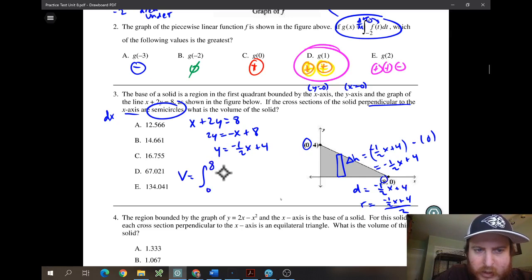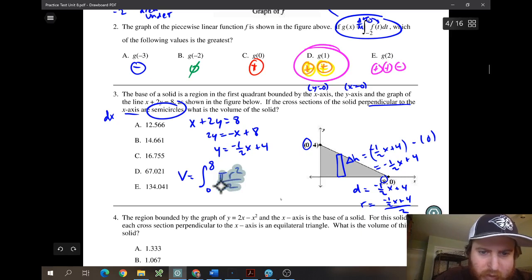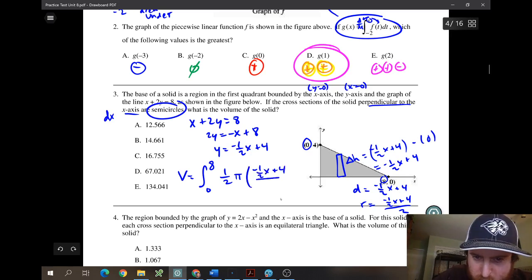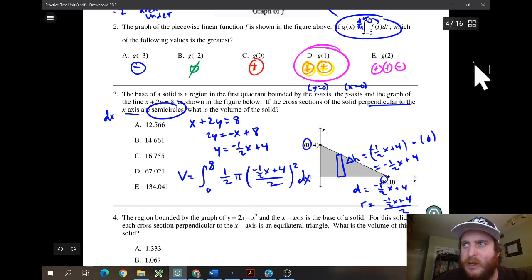And the area of a semicircle is pi r squared over 2. Right, or 1/2 pi r squared. So I'll kind of write it that way. So 1/2 pi r squared, that's the area of a semicircle. So instead of putting the r there, we're going to put in negative 1/2 x plus 4 over 2 squared dx. Don't overcomplicate this. Just write it like that in your calculator. It's totally fine. It looks nasty, but you'll end up getting it right.